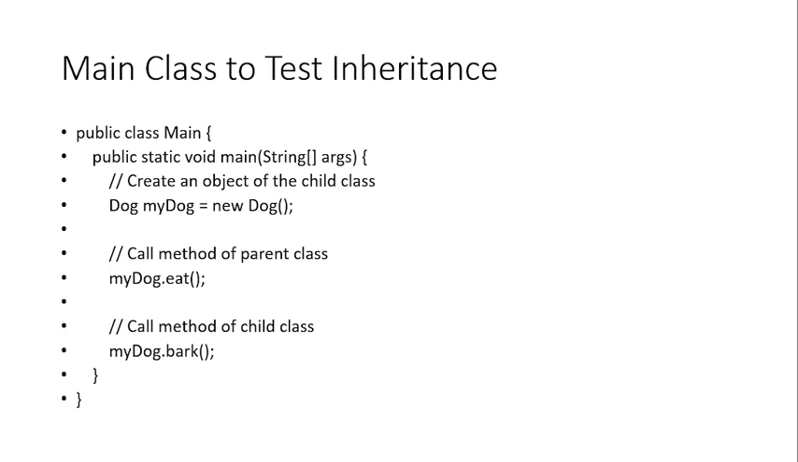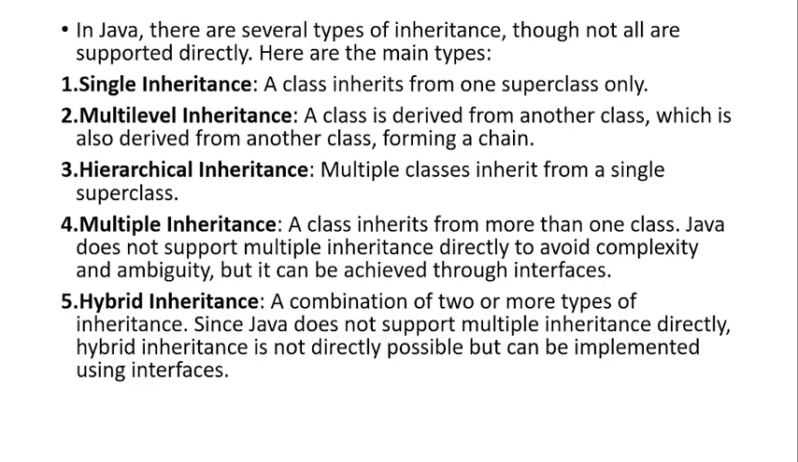So myDog.eat(): you know that eat is the method that comes under the parent class or the base class, which has been inherited by the child class. So I am using the object of the child class to call the method found inside the parent class, with myDog.eat(), right? Also I can call the function called bark, which is inside the child class, with myDog.bark(), right? So this is how it is going to work.